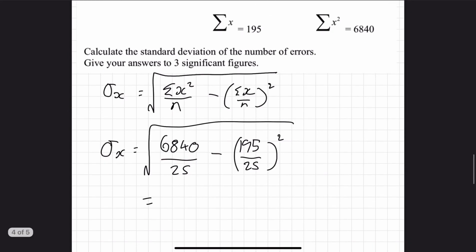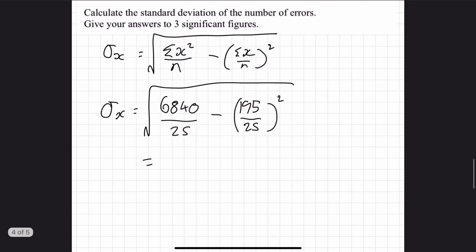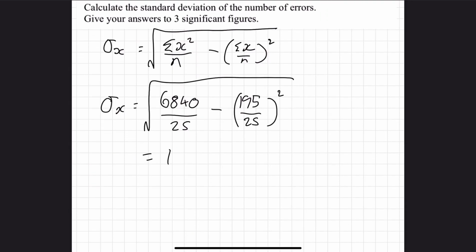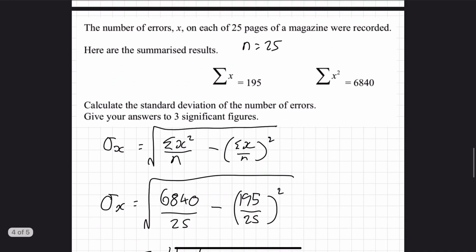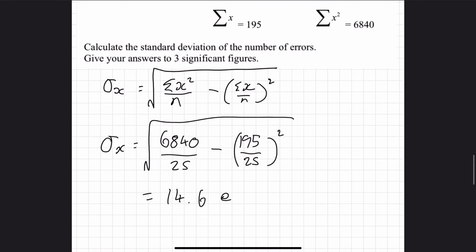So again, it's very simple. You just type it into your calculator. So 195 over 25 squared. And that gets us 14.6 errors.